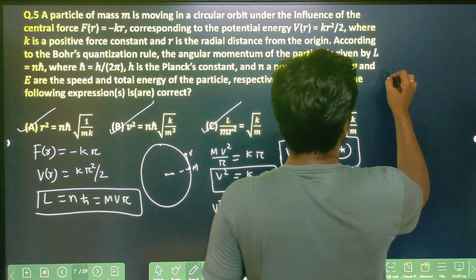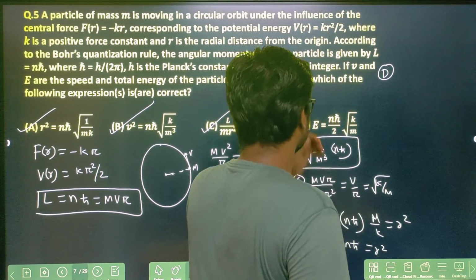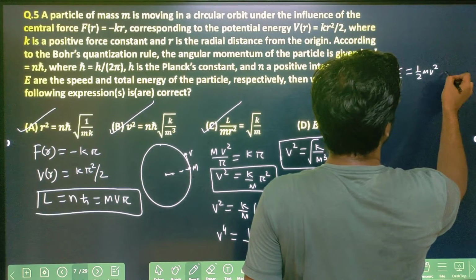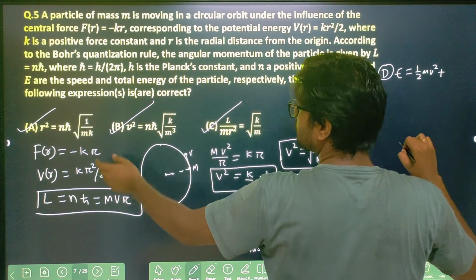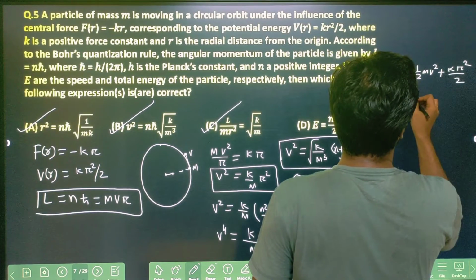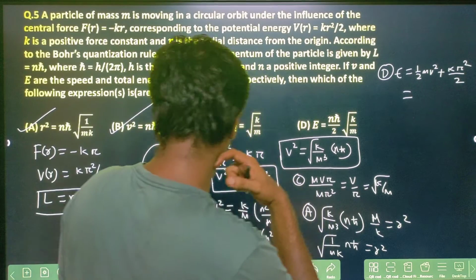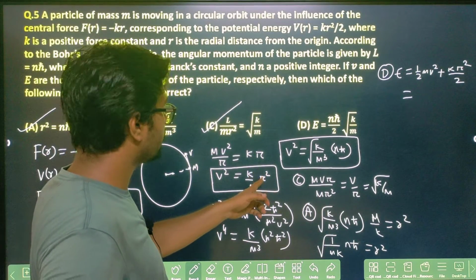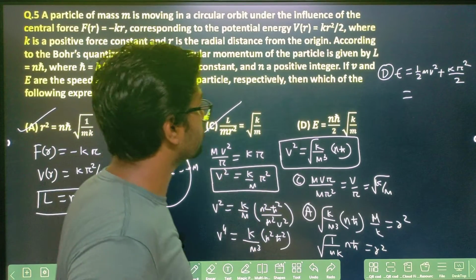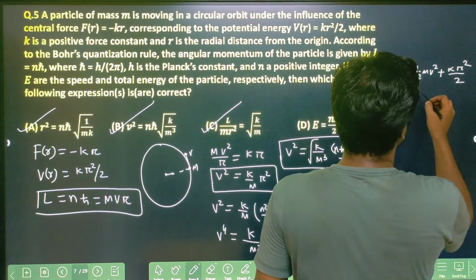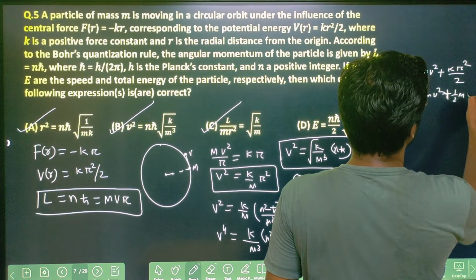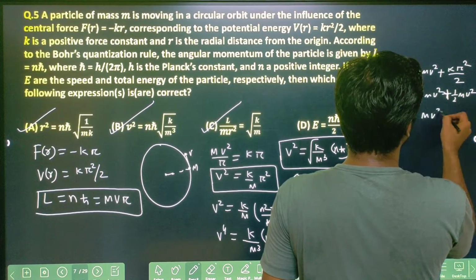So if I check D, they are asking about energy. Basically this will be kinetic energy, half mv square, plus potential energy, which will be, you see here, half k r square, right? So k r square can be written as mv square, right? You see here, k r square equals mv square. So I am writing half mv square plus half mv square, so this is coming as mv square.